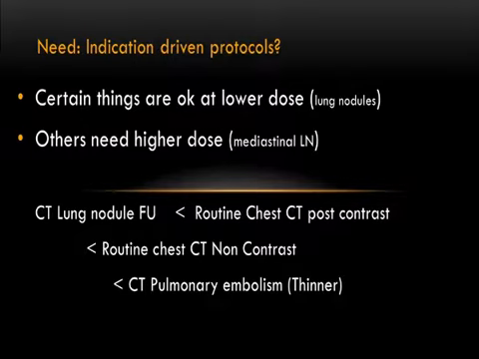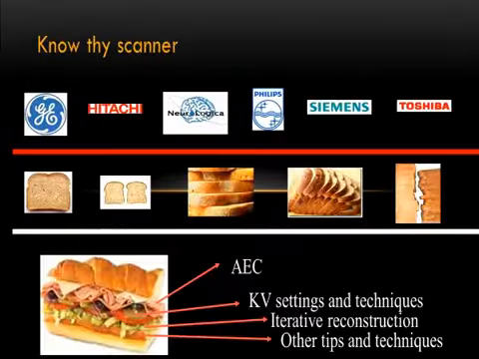The doses for PE protocols can be, and in most cases are, higher, for example in our institution, as compared to the routine chest protocol. The reason for that is simple: our slice thickness or image thickness is about half of what we would use for our routine chest. So you are looking at thinner structures. You are looking to find very small filling defects in very small vessels. Therefore, the doses can be higher with the CT pulmonary embolism protocol as compared to the routine chest protocol.